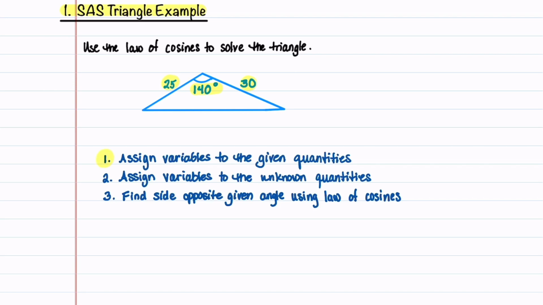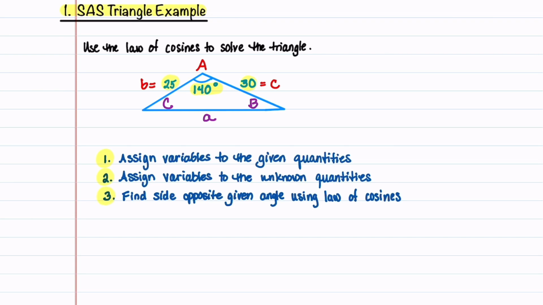The first step is to assign variables to the given quantities. We'll let our given angle be equal to capital A, and we'll set our 2 sides equal to B and C. We'll then assign variables to the unknown quantities. We'll let our side opposite angle A be little a, our angle opposite side B be capital B, and our angle opposite side C be capital C.